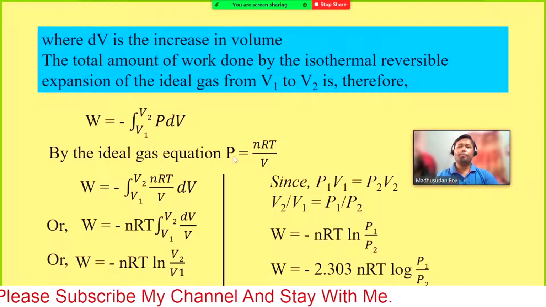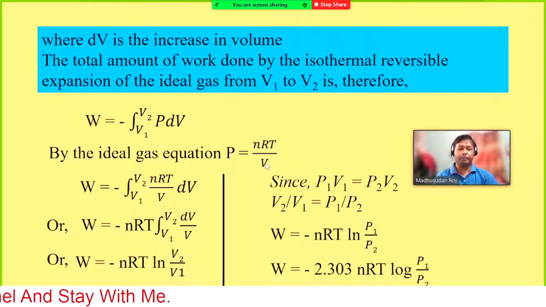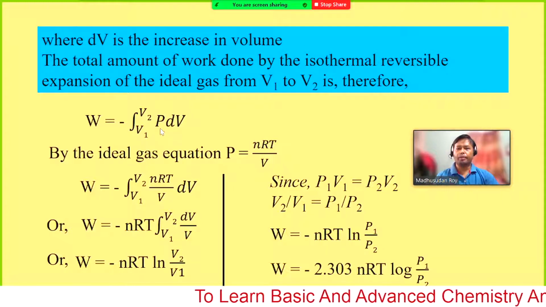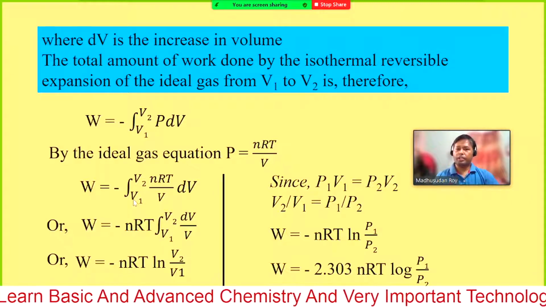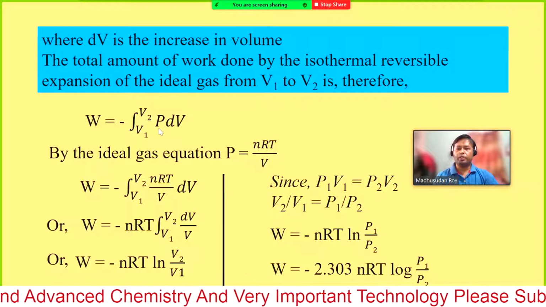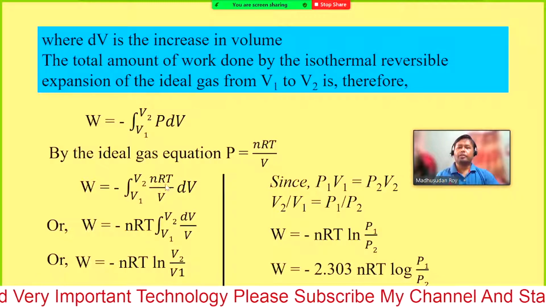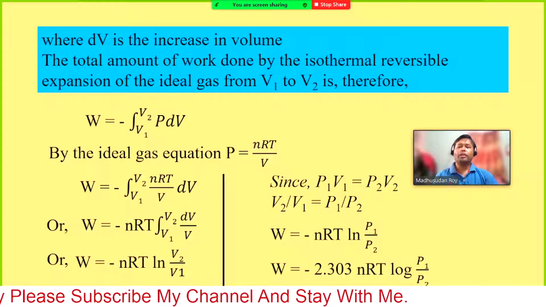Now from the ideal gas equation, we are familiar with PV equals nRT. Now we can write P equals nRT by V. Now just replace the P with nRT by V. So by the ideal gas equation we are getting this, and now P equals nRT by V, we can put this nRT by V here and then integrate. W equals integral V1 to V2, this is our limit, and then nRT by V in place of P and dV is here.